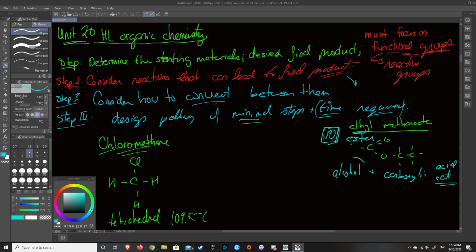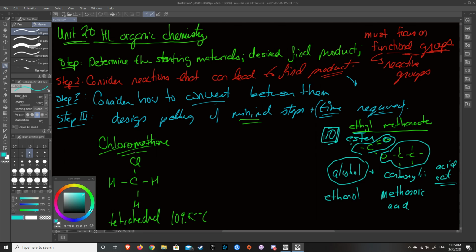So the alcohol is always the end that's single bonded to the oxygen, and the carboxylic acid always maintains that double bonded oxygen up here. So this is going to come from methanoic acid, and the alcohol is going to come from ethanol. So now we've got methanoic acid and ethanol.